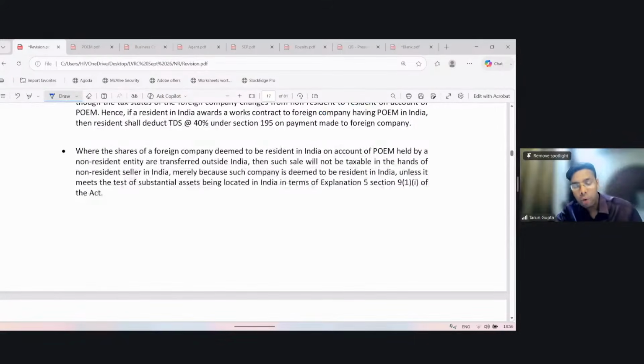Where the shares of a foreign company deemed to be resident in India on account of POEM, held by a non-resident entity, are transferred outside India, then such sale will not be taxable in the hands of the non-resident seller merely because such company became resident on account of its POEM.